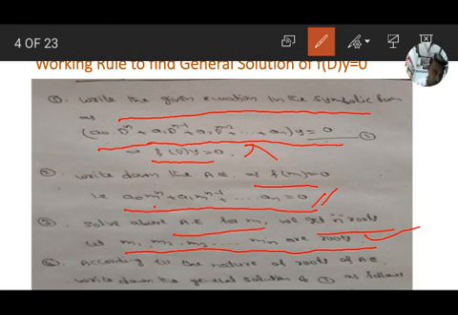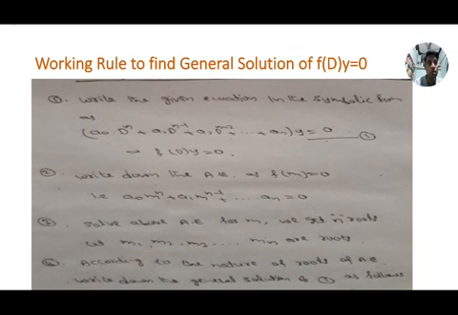Next, fourth step, according to the nature of the roots of this auxiliary equation, we write down the general solution of equation 1 as follows. First we write the symbolic form, next the auxiliary equation, next the roots of the equation, n roots, and depending on the nature of these roots we will write the solution of equation 1 as follows.